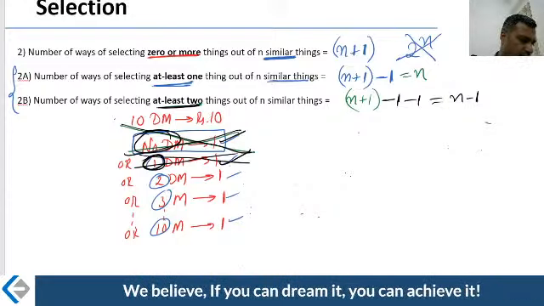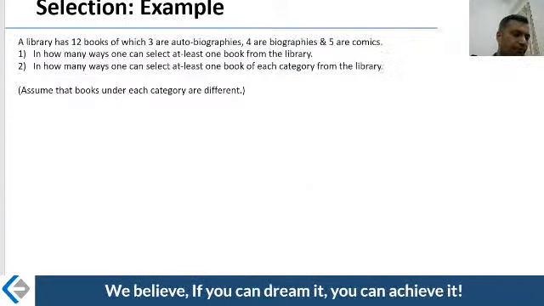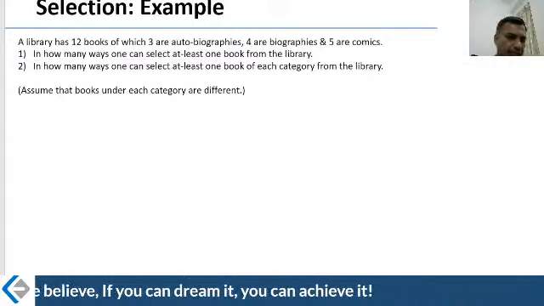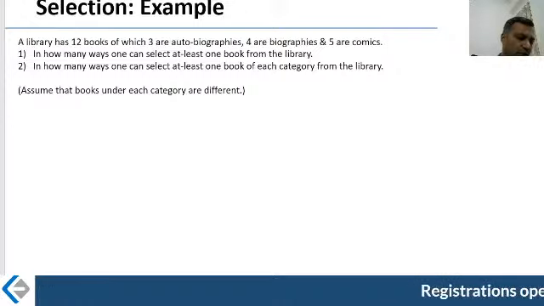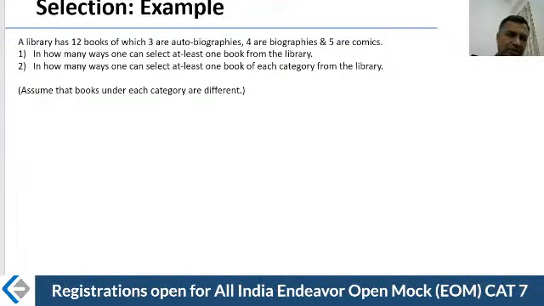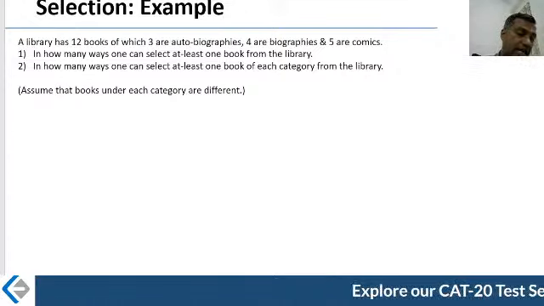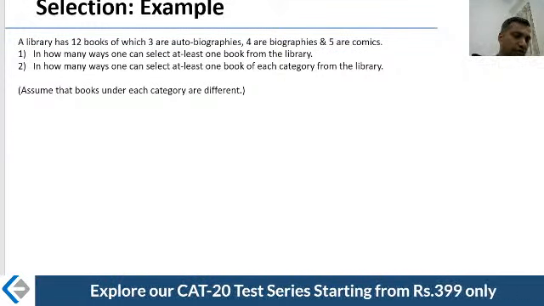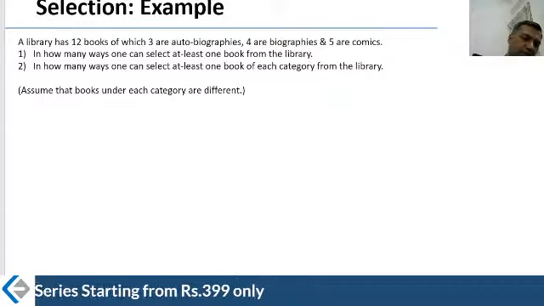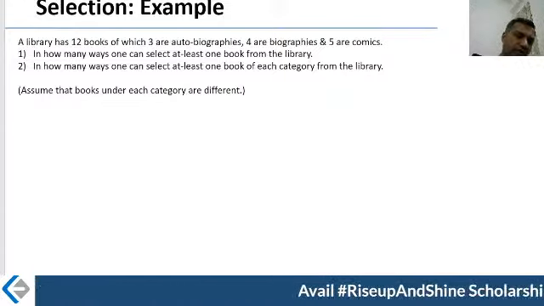Fine, let's go further. Let's take some examples built on selection. A library has 12 books, of which 3 are autobiographies. It's a small library, and these are the only books left; let's assume the rest have been taken away by somebody. These are the only 12 books available in that library: 3 are autobiographies, 4 are biographies, 5 are comics.